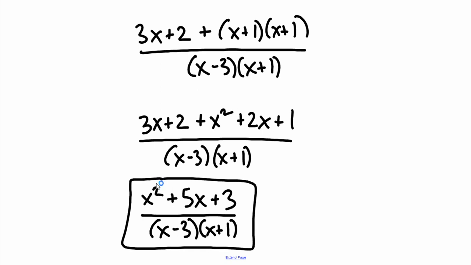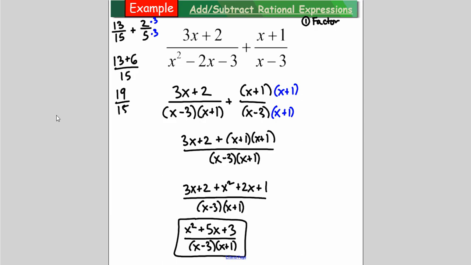So there you go. If you don't have a common denominator, you're going to have to get one. So you need the bottoms to match in order to be able to add. So step 1 was factor. Step 2 was get common denominator. And then step 3 is add and simplify.